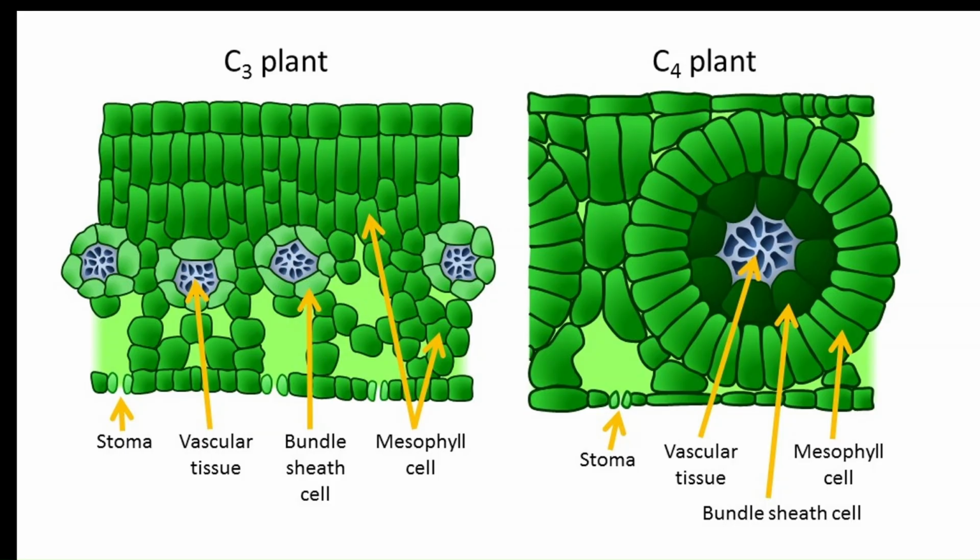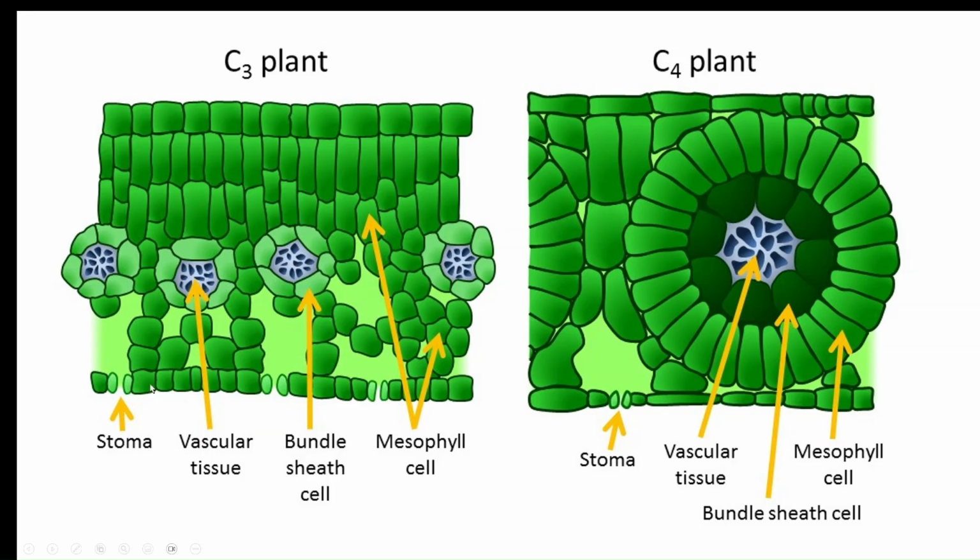So if we take a look at differences between C3 plants and C4 plants, these are just 2 different categories of plants in which they do photosynthesis just a little bit differently, specifically the light independent reactions. The light dependent reaction is going to be the same. They both have chlorophyll. They both do that part the same. What's going to be just a tiny bit different between C3 and C4 plants is how they do that light independent part.